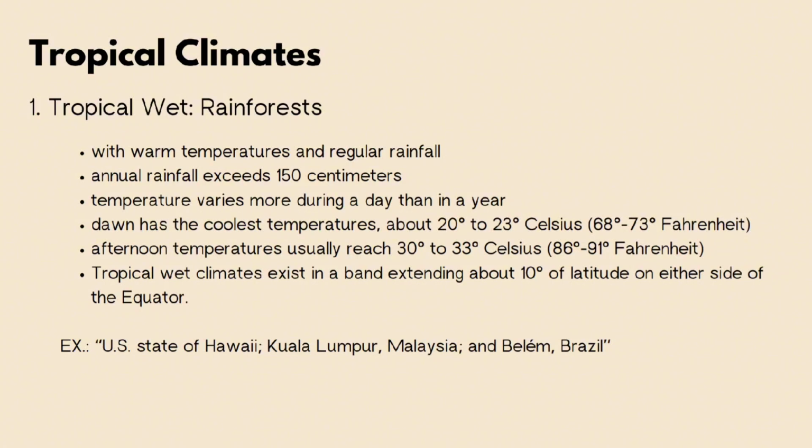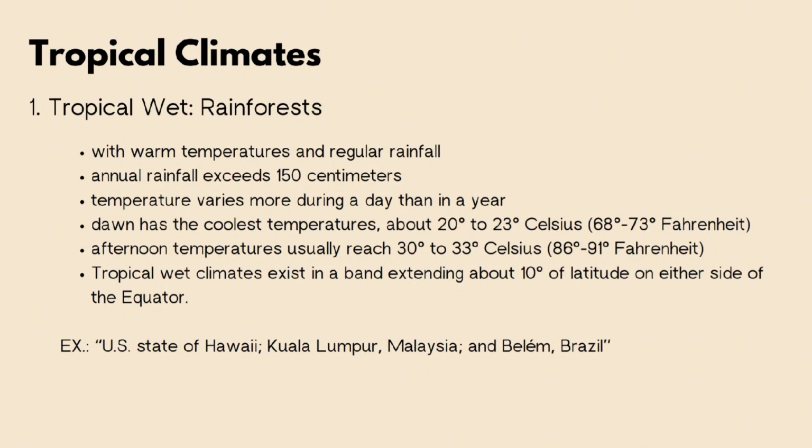The coolest temperature, about 20 to 23 degrees Celsius, or about 68 to 73 degrees Fahrenheit, occurs just before dawn. Afternoon temperatures usually reach 30 to 33 degrees Celsius, or 86 to 91 degrees Fahrenheit. Rainforests experience very little seasonal change, meaning average monthly temperatures remain fairly constant throughout the year.